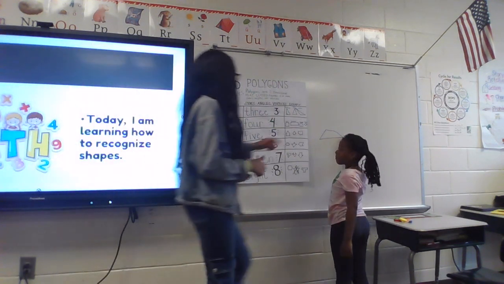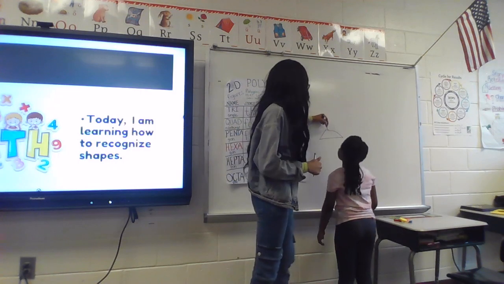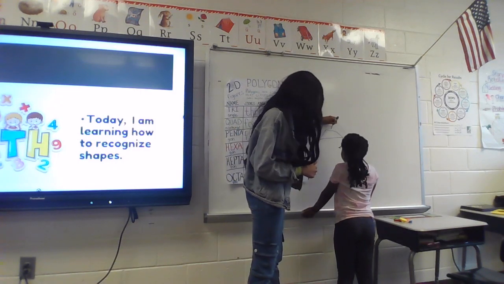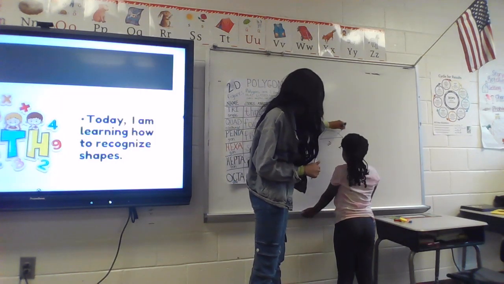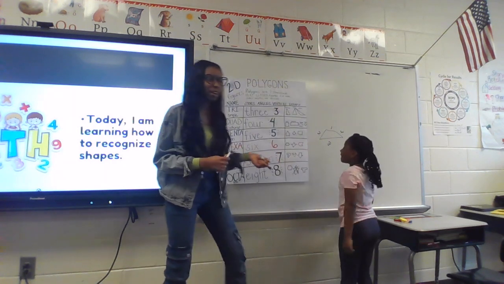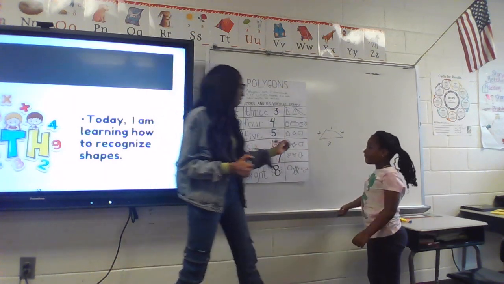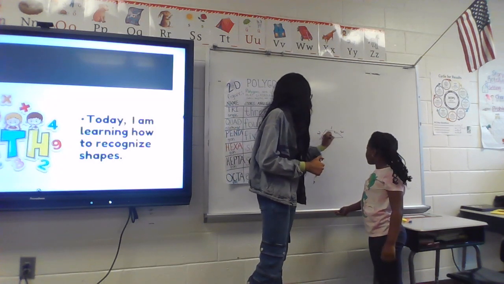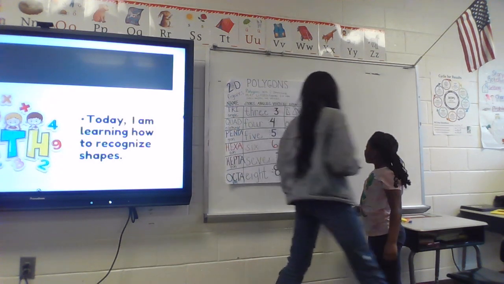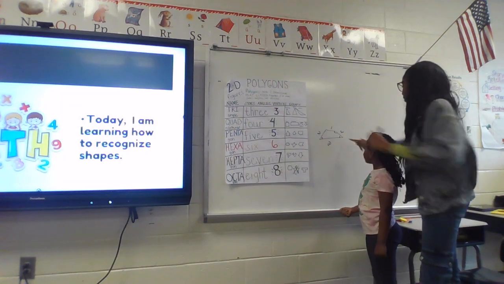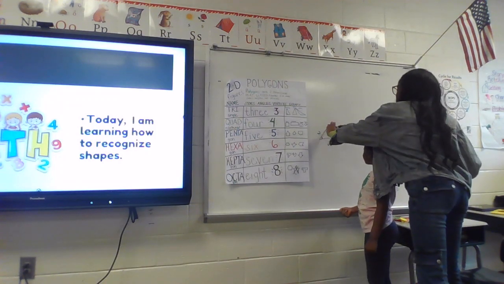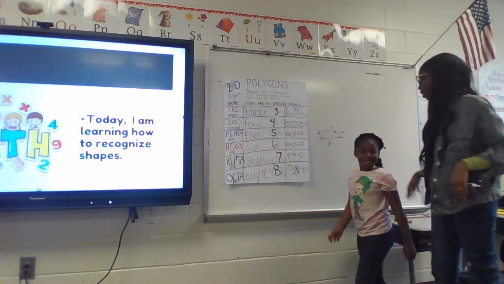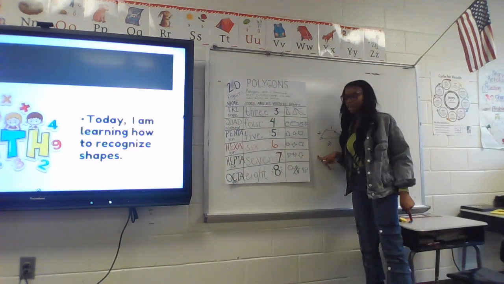Is that 4? Let's count with her. Come on. Let's count. This is 1, 2, 3, 4. So is that a quadrilateral? Yeah. It has 4 sides. Does it have 4 angles? 1, 2. It has 4 angles. And it also has 4 corners. 1, 2, 3, 4. Good job, Lennox. So this is another example of a quadrilateral.